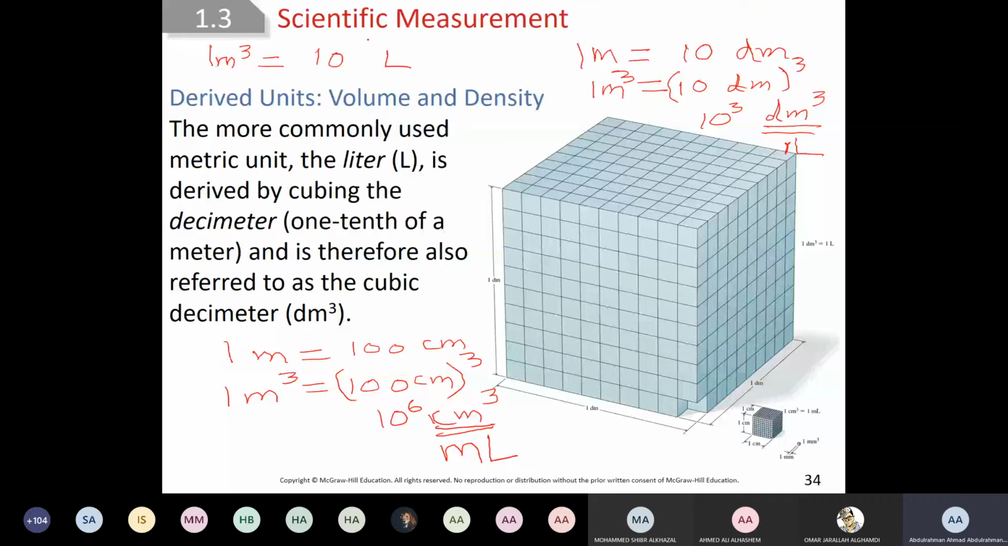Power 3. I told you that a liter is exactly 1 decimeter cube. That's why it's exactly like this. It's 10 to the power 3 minus 3, exactly. Is this clear? All right.